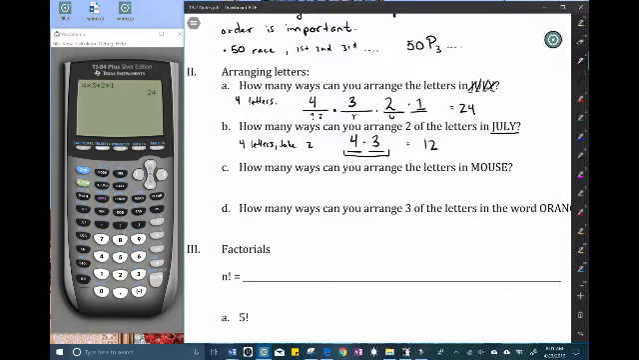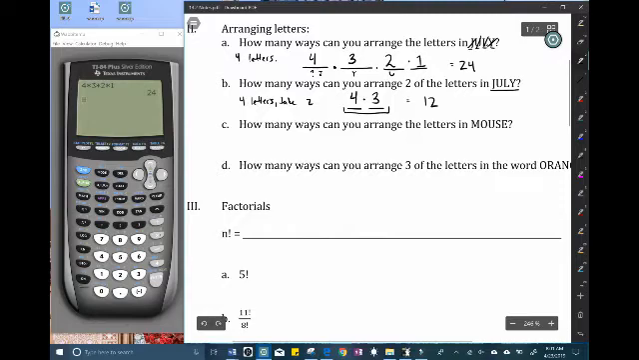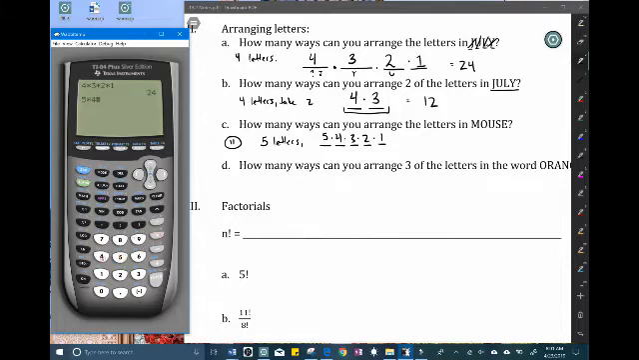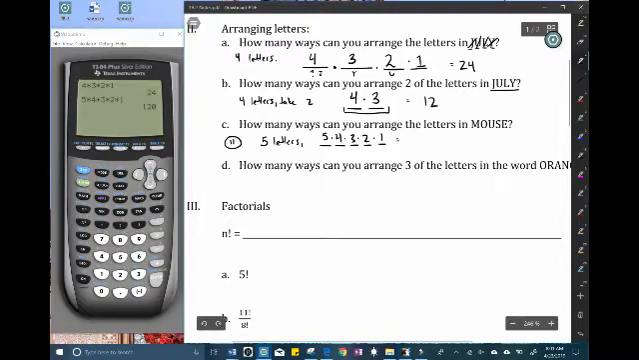Try out mouse. Pause the video here maybe, and think how many ways you can arrange the letters in mouse. If you pause it and try it out, that's fine. Notice there are 5 letters. We want to move all of them, so we can do 5 times 4 times 3 times 2 times 1, multiplying. Type that into your calculator, and you end up with 120 ways to rearrange the letters in mouse.